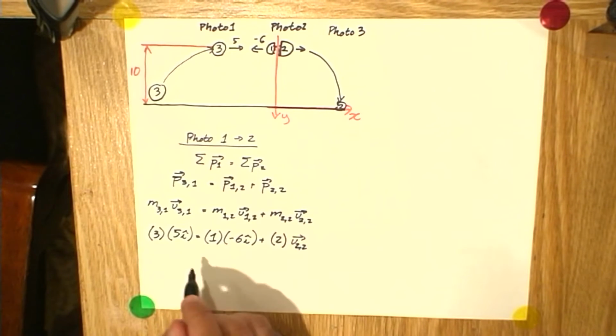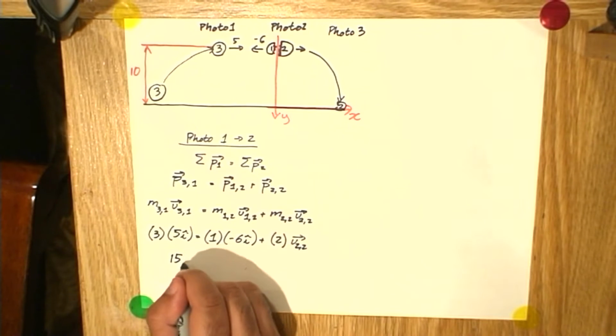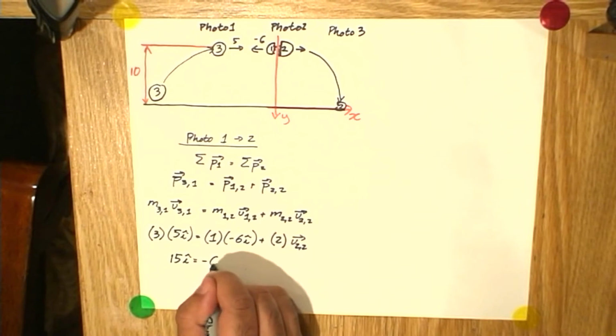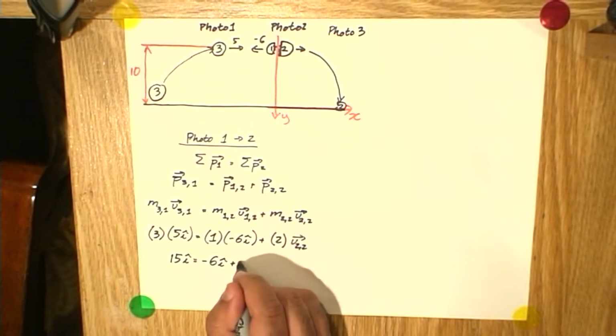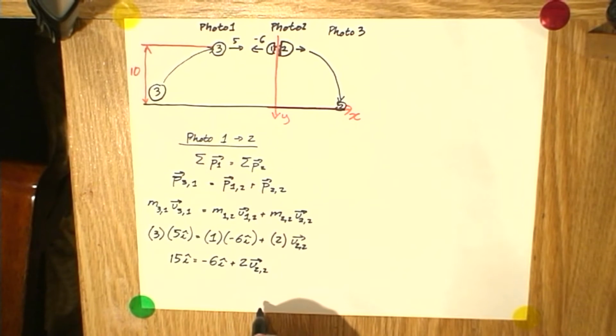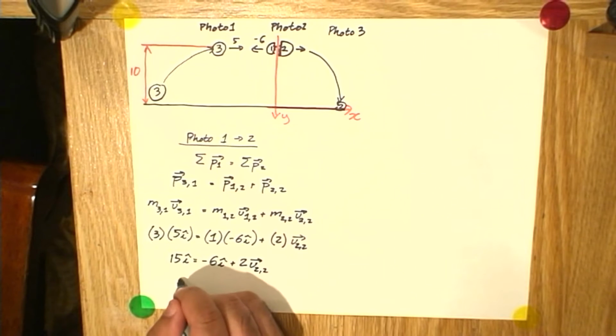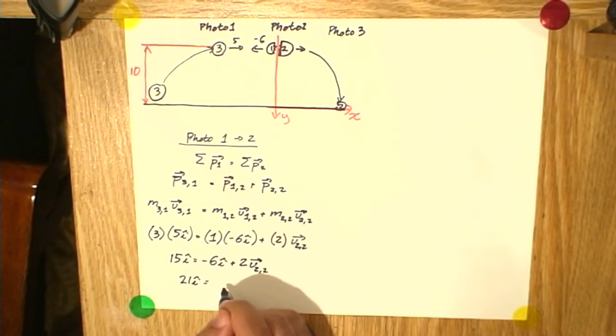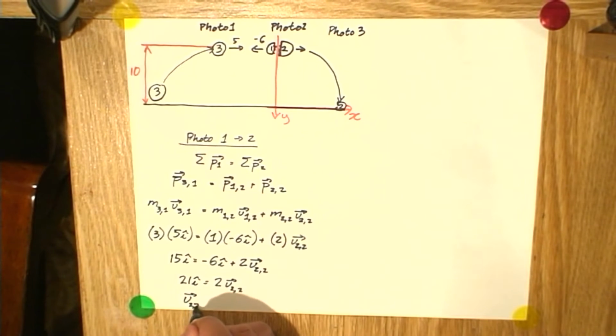Now, let's simplify this. 3 times 5, 15 i hat, equals negative 6 i hat plus 2 times the velocity of the 2 kilogram fragment at photo 2. Add 6 i hat to both sides. 21 i hat equals 2 times the velocity of the second fragment in photo 2. And finally, we divide by 2 on both sides to get the velocity of the second fragment in photo 2: 21 divided by 2 is equal to 10.5 i hat meters per second.